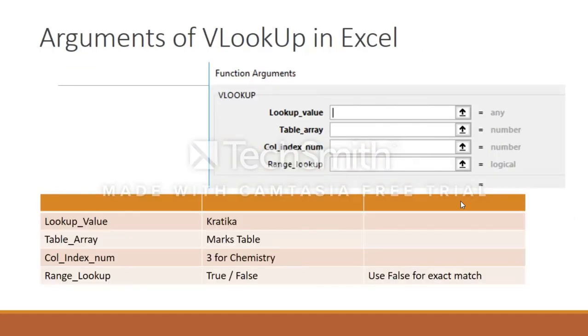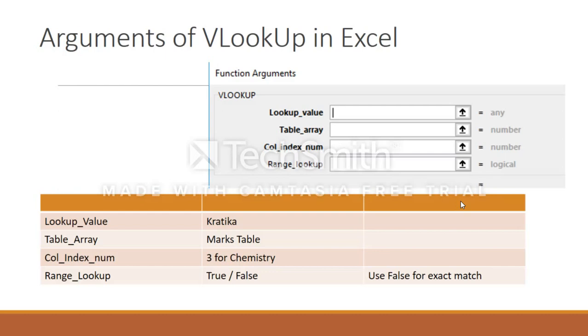When we talk about VLOOKUP in Excel, it is a function which takes 4 arguments. First of all is lookup value. In our case, Kritika is the lookup value. Second is table array, that is the marks table where the data is presented to us. Third is column index number. As we are looking for marks in chemistry, this is column number 3 we will use.